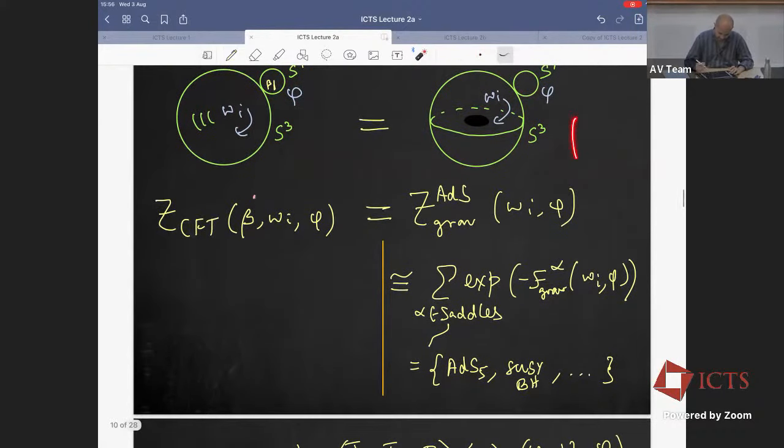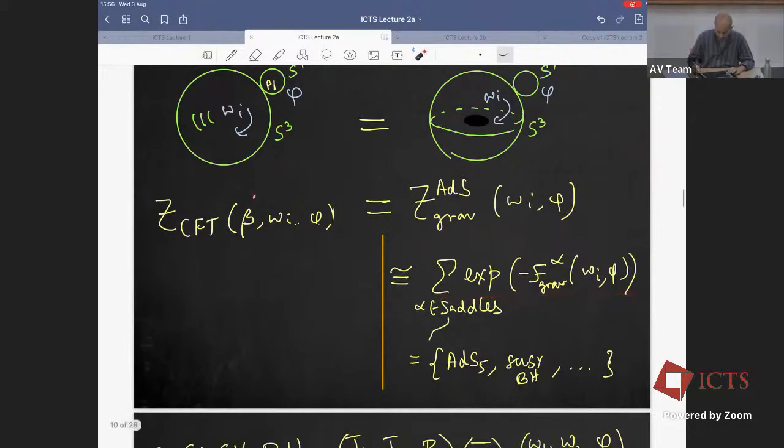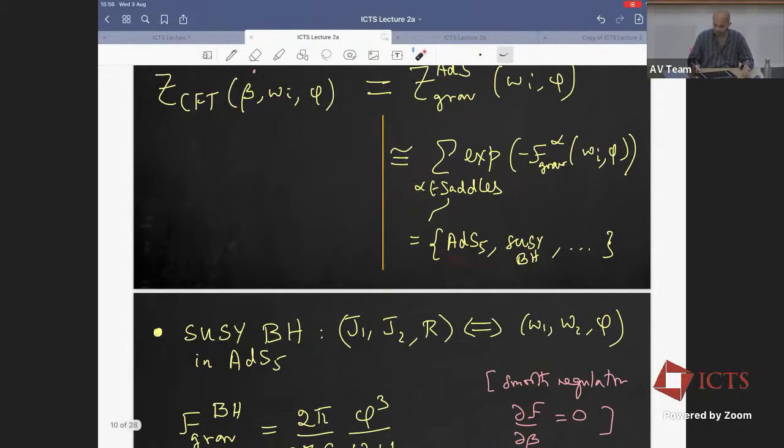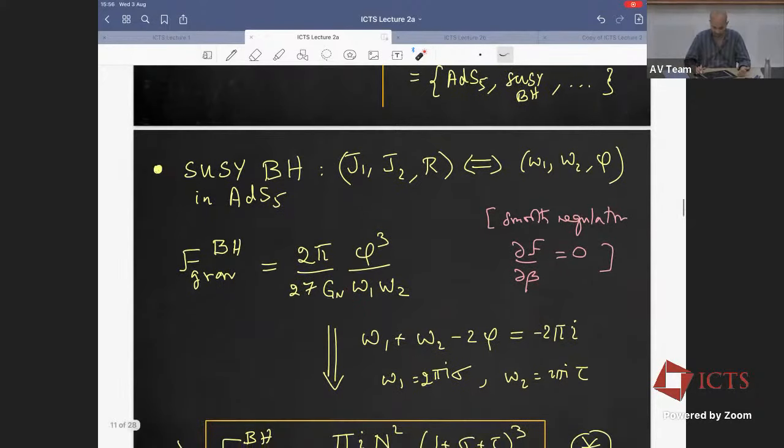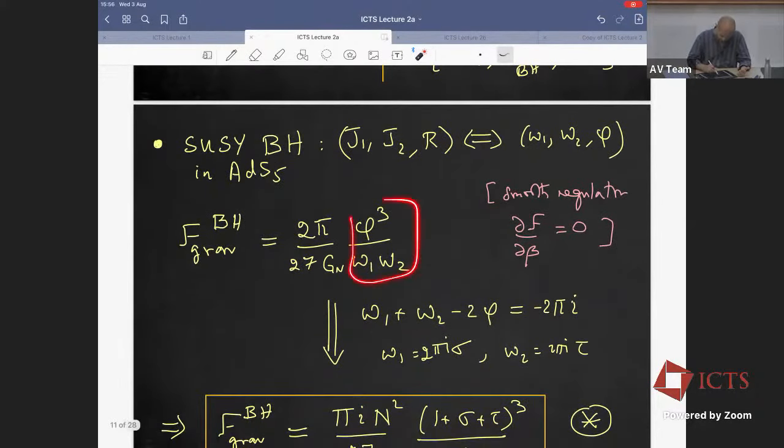Yesterday we analyzed this side of the story, and we said that on general grounds this partition function is a sum over saddles. The AdS5 saddle is kind of trivial, and we analyzed the black hole saddle. The supersymmetric black hole was specified by three charges, J1, J2, and R, and the dual chemical potentials were omega 1, omega 2, and phi. The black hole free energy was a constant times 1 over G Newton times phi cubed over omega 1 omega 2. This is what we derived yesterday.